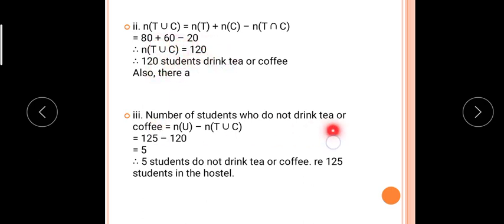Total number of students are 125. So how many are drinking tea or coffee? 120. And therefore by calculating this you will get 5. So 5 students do not drink tea or coffee.